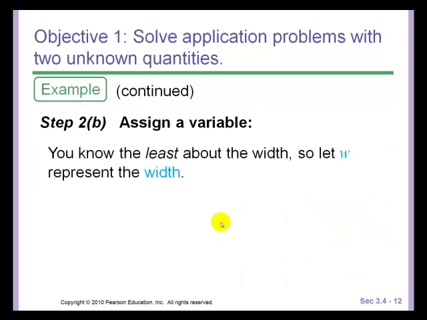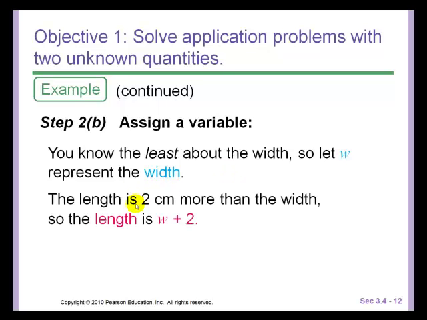Assign a variable. We know the least about the width, so we're going to let W equal width. We know a little bit more about the length. Namely, the length is 2 centimeters more than the width. We would write this as W plus 2. Remember, when you're adding, you can be less careful. It's when we're subtracting that we have to be very careful about this.